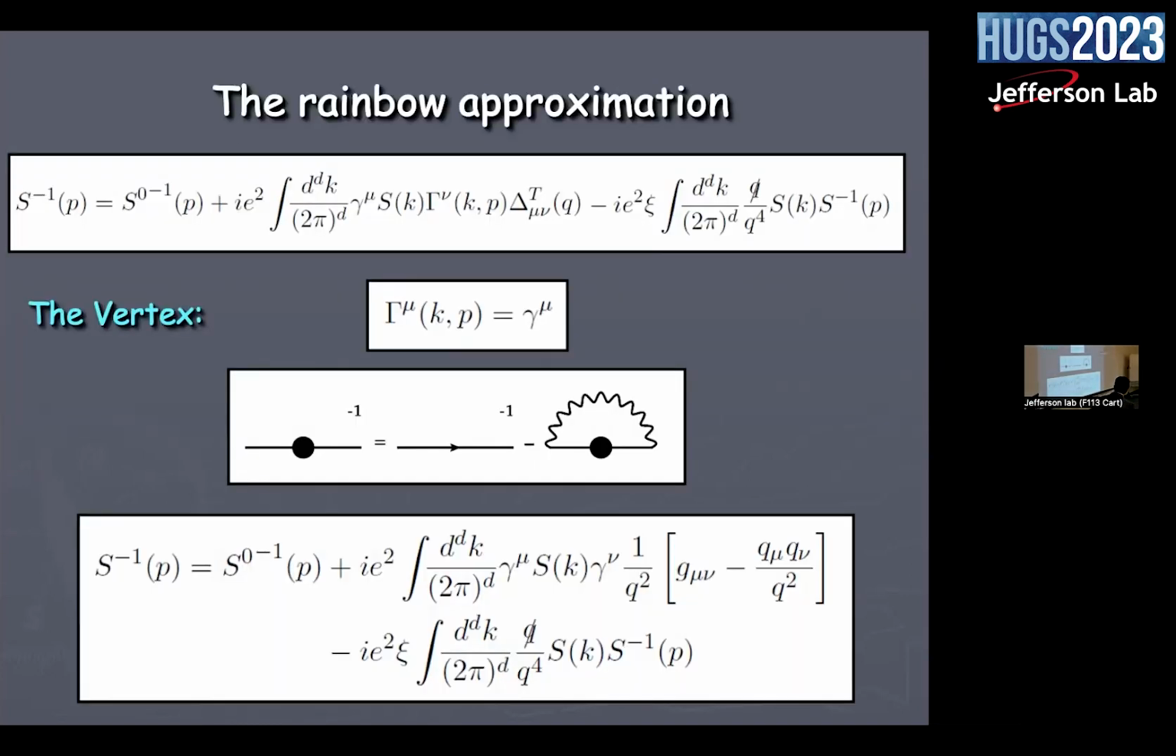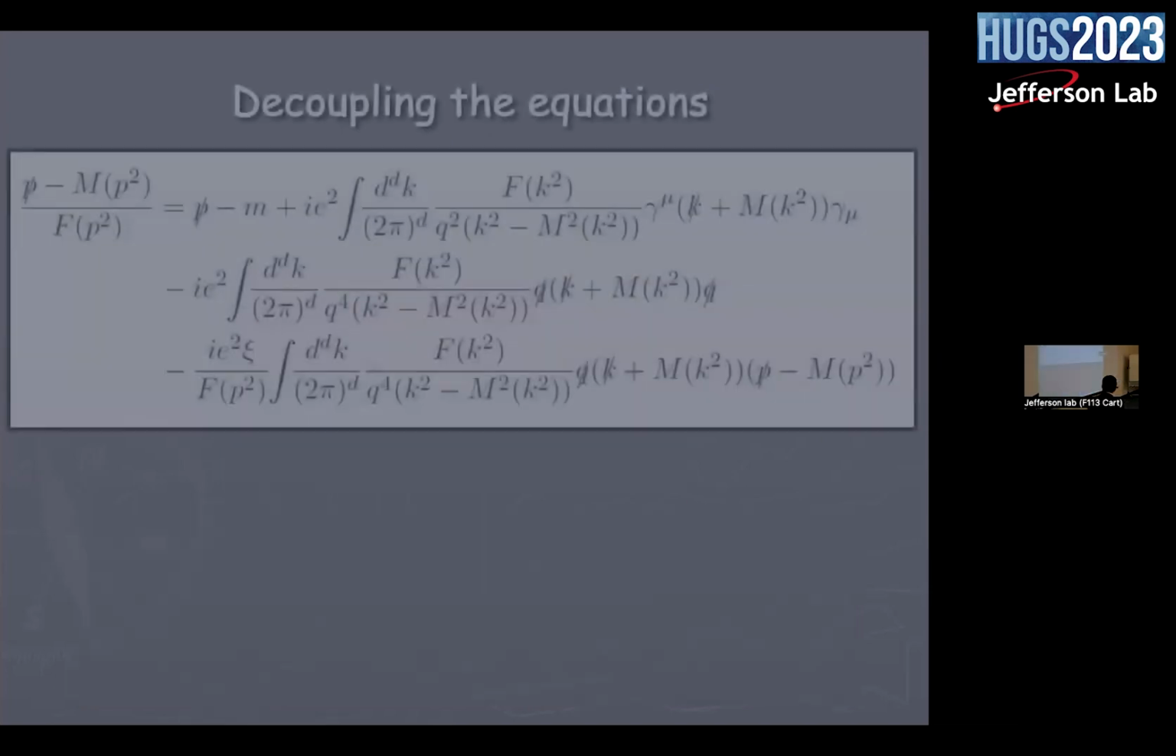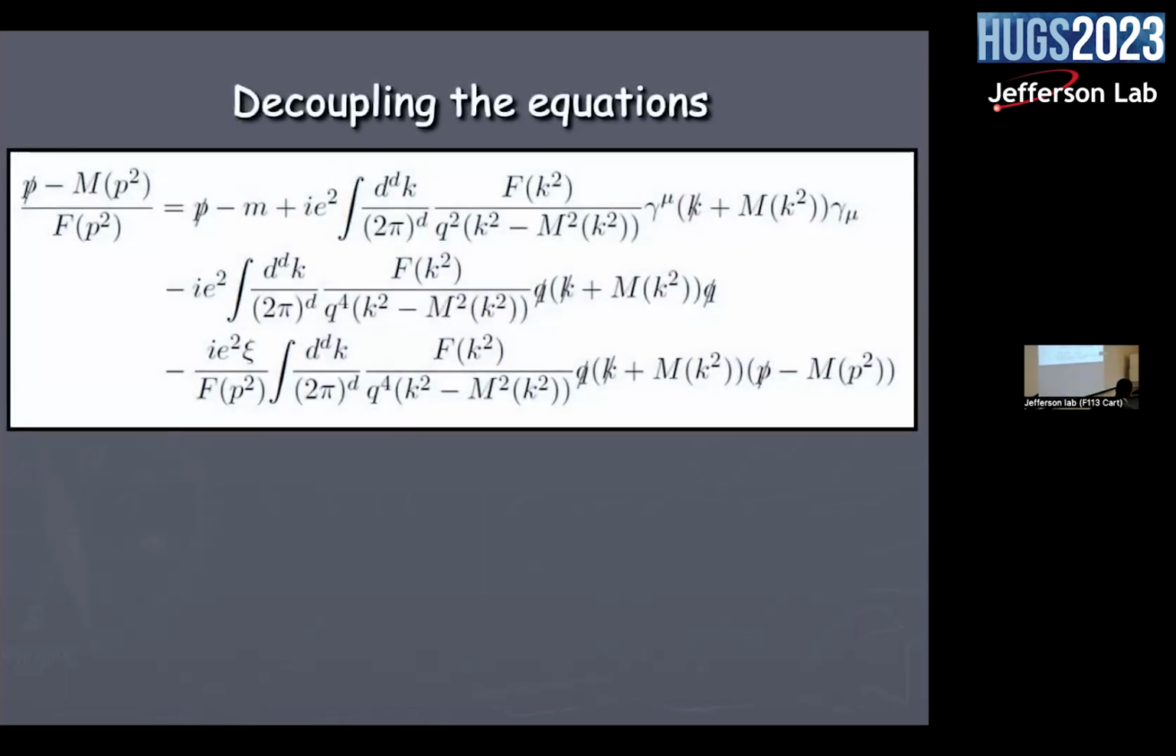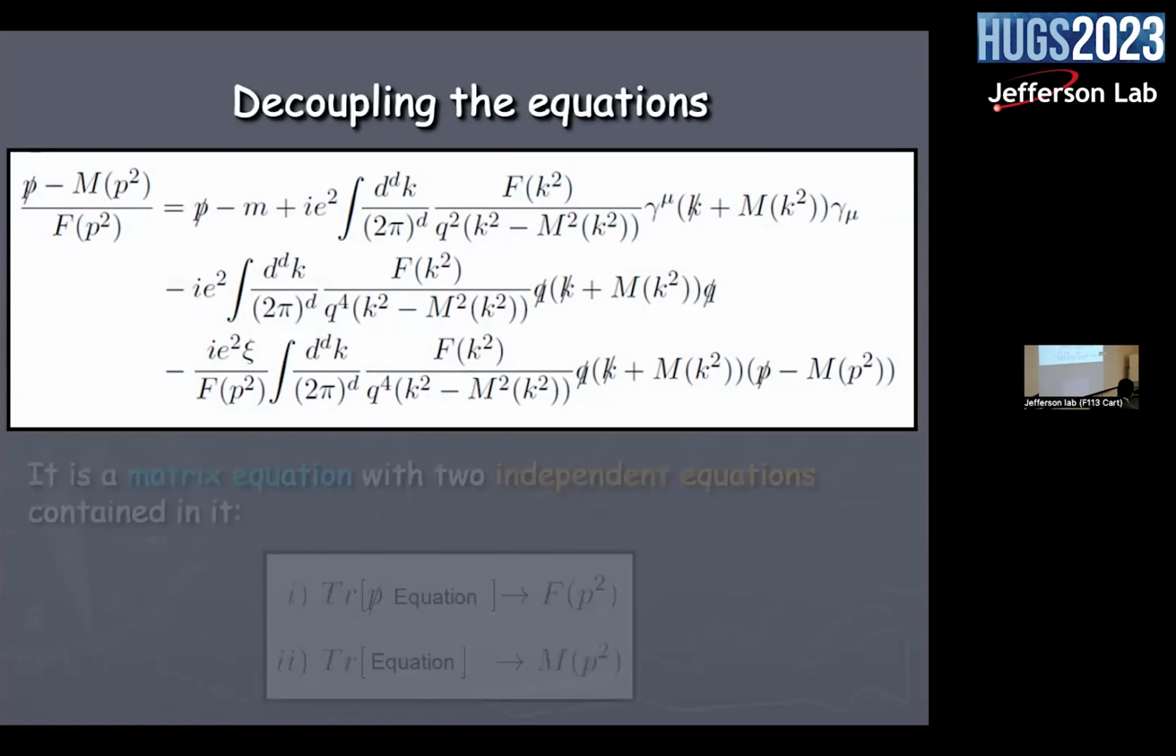So what you do is that on the right side, you put the full form of the equation, which is f of k squared divided by k slash minus m of k, and you put S inverse of p, which is p slash minus m of p divided by f of p, the general form that we had written for the fermion propagator. On the left side, you put them everywhere you find, and you find some equation that you still don't know what to do with.